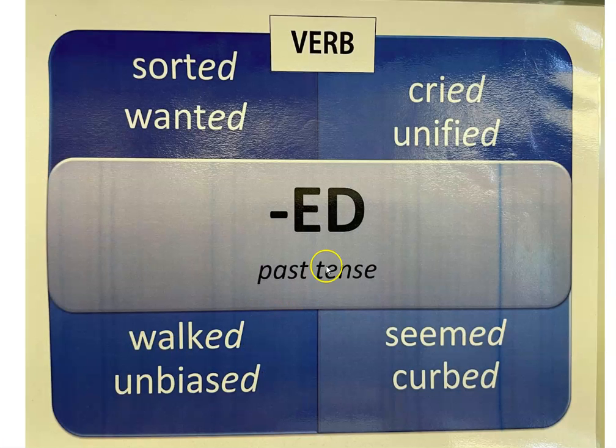And then, of course, ed makes the past tense of verbs. So sorted, wanted, cried, unified, seemed, curbed, right? We make the simple past tense with ed. These could also be used as adjectives. The wanted poster, for example, right? So again, you have to make sure that it's being used as the verb and not as some other part of speech. But typically, ed does make the past tense of a verb.